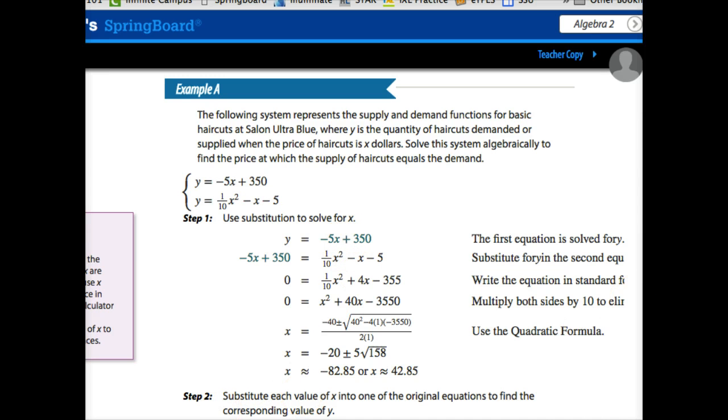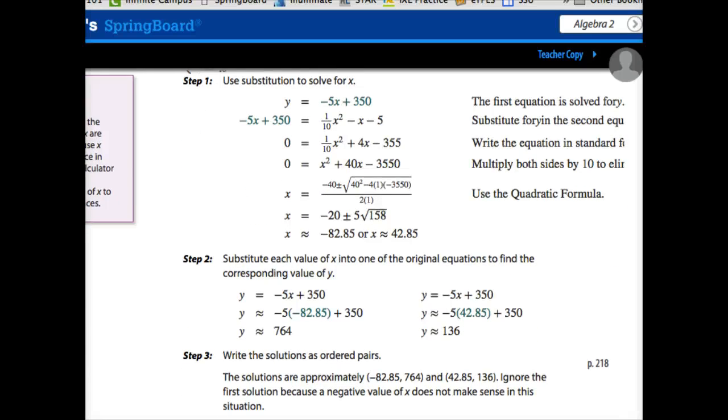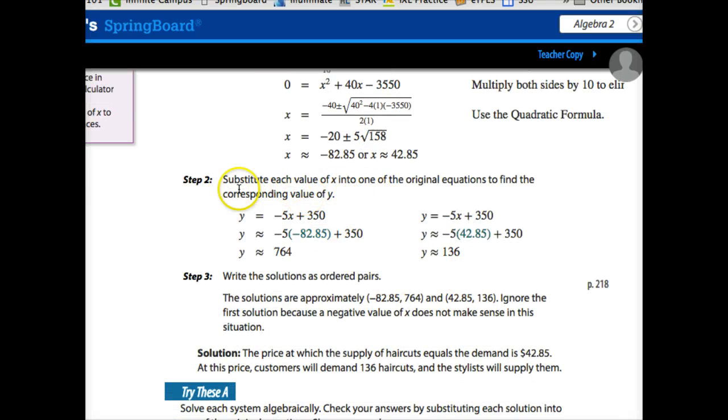Step 2 says substitute each value of x into one of the original equations to find the corresponding value of y. I would change what this says and say plug x values into the linear equation, because all of the systems we're looking at here are one linear and one quadratic. It is much, much easier to plug a value into a linear equation than into a quadratic equation. They did choose the linear one, but I would actually write that in step 2: instead of into one of the original equations, say into the linear equation. You can see that's what they did here.